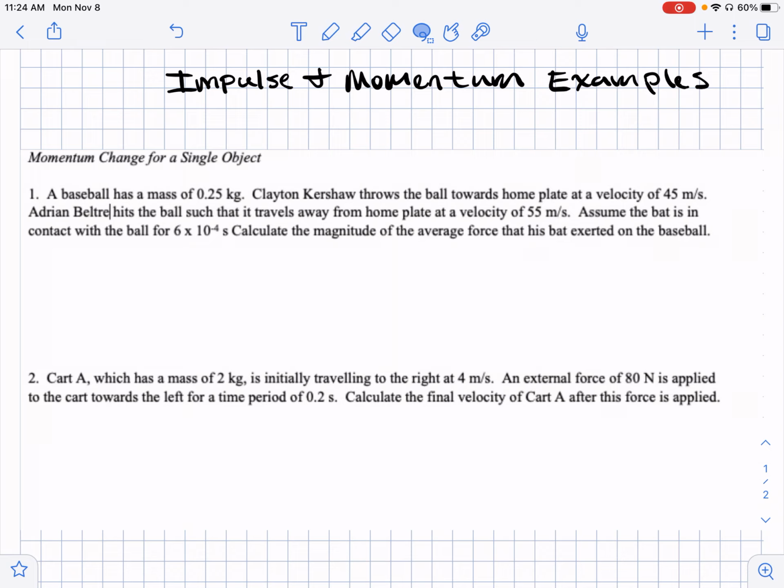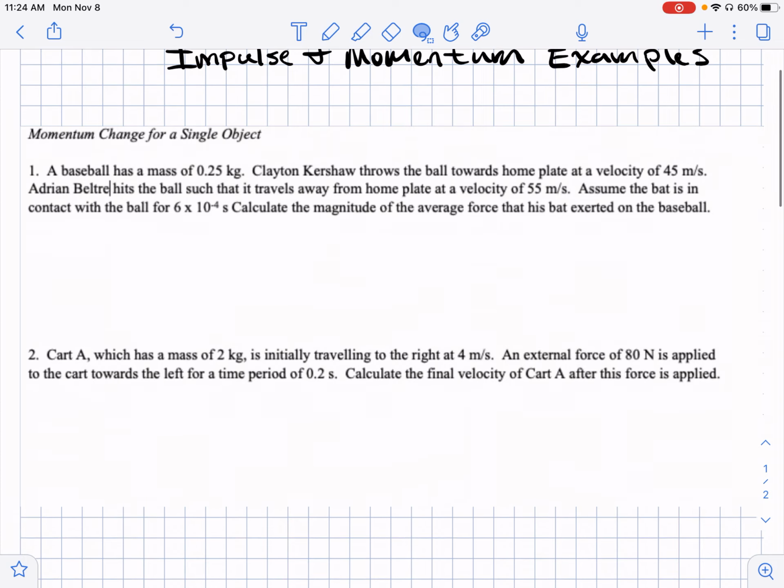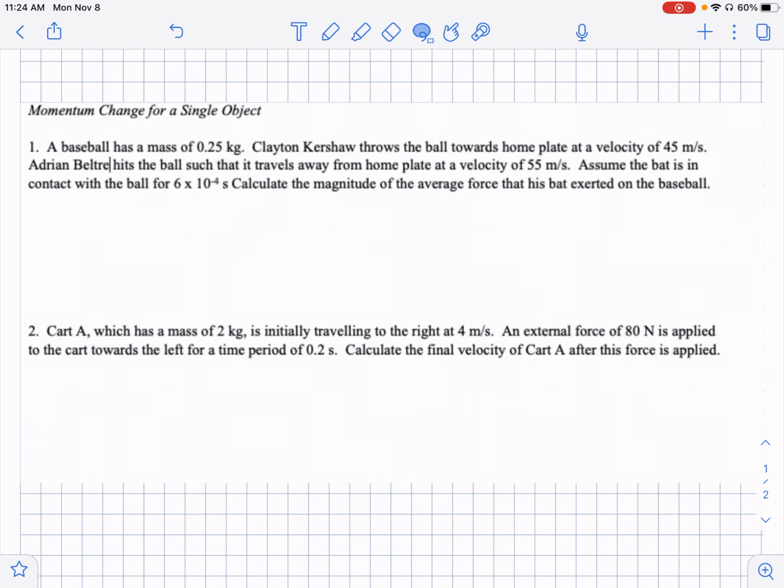Number one says that we have a baseball, its mass is 0.25 kilograms, and it's moving towards home plate with a velocity of 45 meters per second, and then it's hit away from home plate with a velocity of 55 meters per second. So the first thing we need to notice there is it's traveling in different directions. So that means that we're going to end up with a positive and a negative velocity.